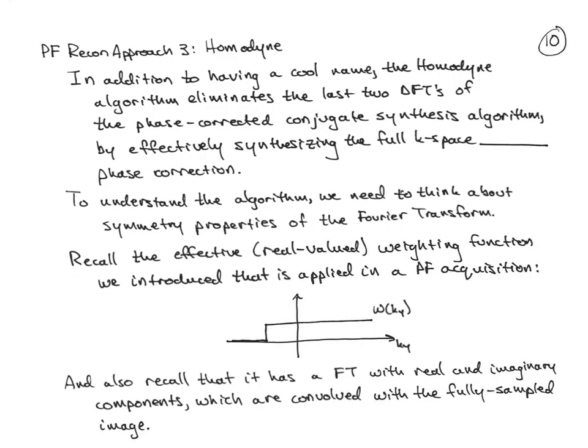The third partial Fourier reconstruction approach is homodyne. And in addition to having a really cool name, the homodyne algorithm eliminates the last two discrete Fourier transforms of the phase-corrected conjugate synthesis algorithm by effectively synthesizing the full k-space before doing phase correction.